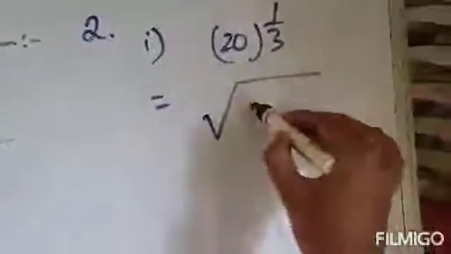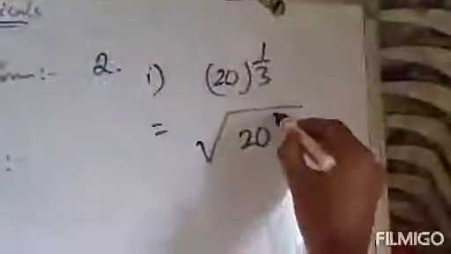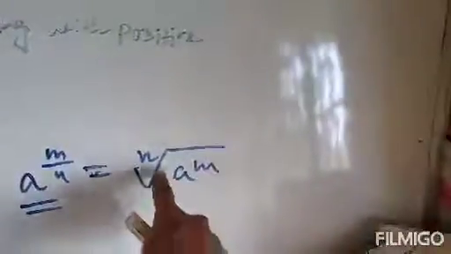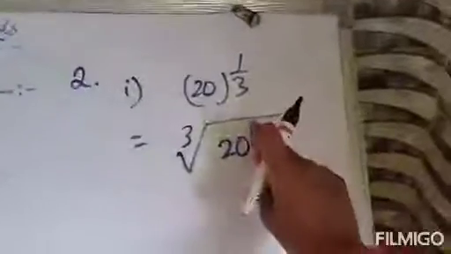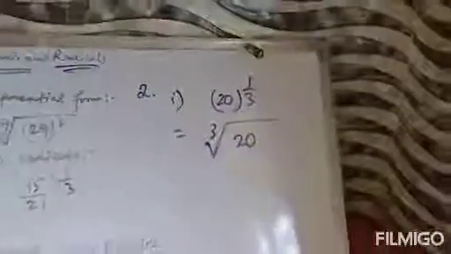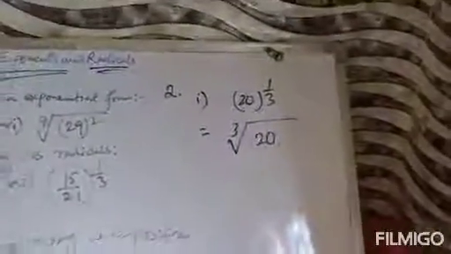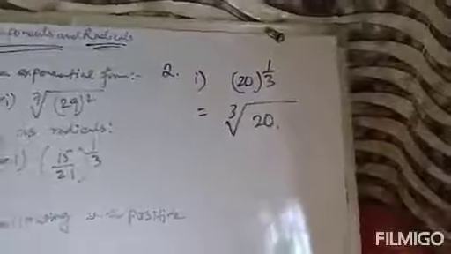So the formula will be, this will be the radical form. So a to the power m, just having a radical sign, here a is 20. Clear? There is m and there is n. So here m will be 1 and n will be 3. That means like this. So just erase 1. The answer will be cube root of 20. This is your actual radical form. Clear?